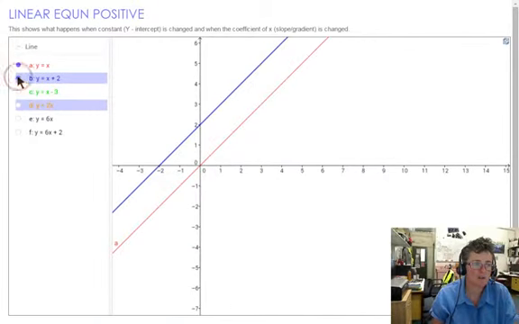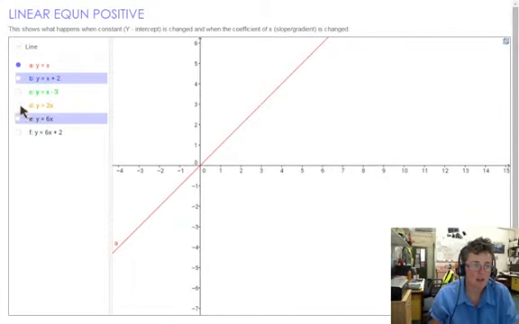Now if I remove those two lines, and I look at what happens when we change the coefficient of x, remembering that the coefficient of x affects the slope of the line. So the red line is our y equals x, which has a rise of 1 and a run of 1. For every 1 up, it goes across 1. We're looking at the red line here, up 1, across 1.